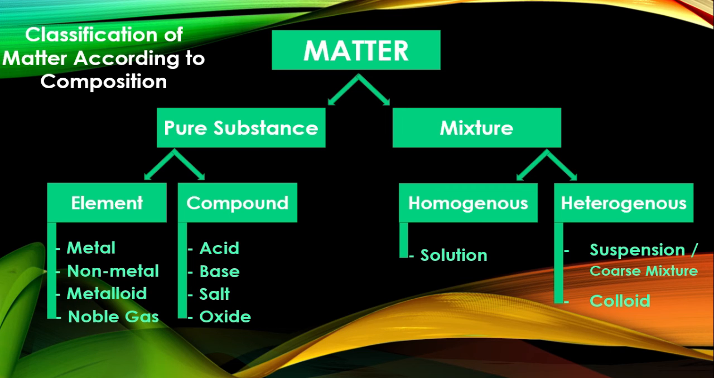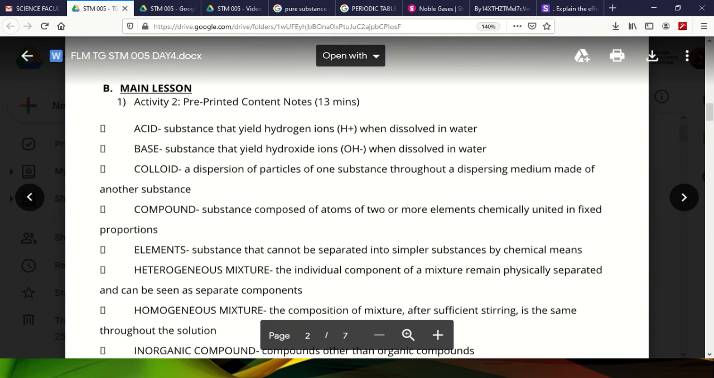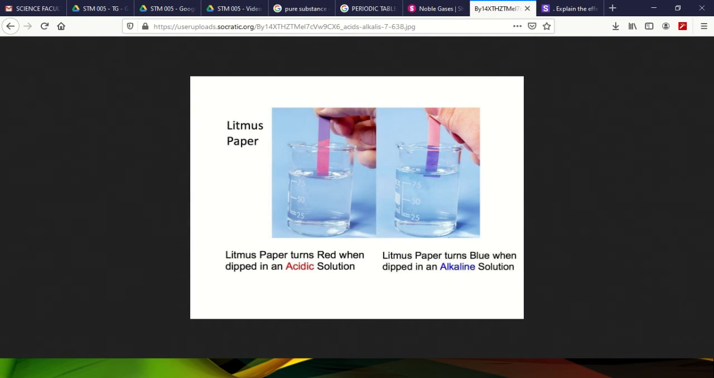Next, we have your bases. When we speak of bases, they are substances that yield hydroxide ions when dissolved in water. Other notable characteristics include turning red litmus paper to blue, being bitter, slippery to touch, and that they include OH at the end of their chemical formula. Examples include NaOH or sodium hydroxide, LiOH or lithium hydroxide.